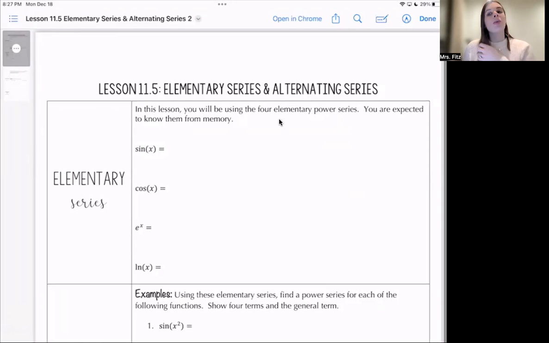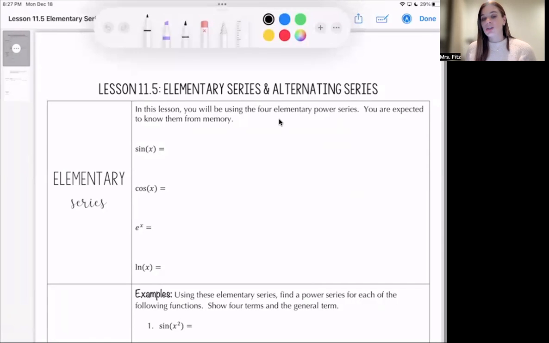So, in this lesson, we're going to learn about the four elementary power series that you're actually expected to know from memory for the AP exam. So, definitely start trying to memorize these now. You can definitely derive them yourself because they really are just Taylor series expansions. All of these are actually Maclaurin series centered at 0, except for natural log of x for obvious reasons. That one's actually centered at 1.